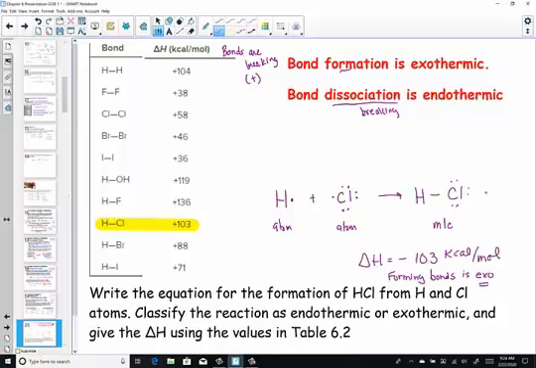That means it's being released, so you can think of it on the product side. It's exothermic. That was easy. It took 103 kcals of energy to break the bond, to dissociate the bond, which is endothermic. These are all bond dissociations. Since we formed a bond, forming bonds is exothermic.